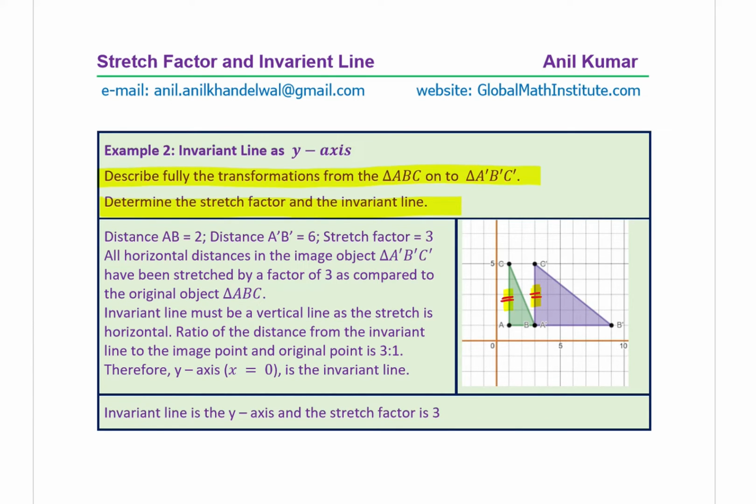So we have no vertical stretch since those are the same. However, the horizontal sides are different. We have 2 units here, and for the other one, how many units? 2, 4, and 6. Now these are 6 units. So in this case, we find that the ratio of A dash B dash over AB is equal to 6 over 2, which can be written as 3 over 1. So that is the ratio. Now this ratio is in the horizontal direction, and therefore we know that the invariant line will be vertical, correct?